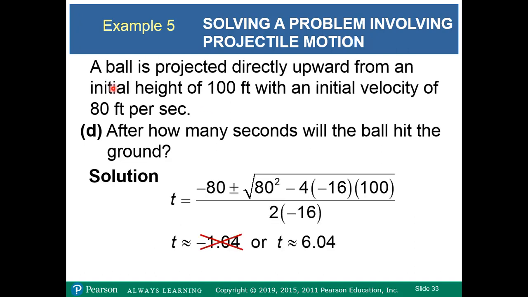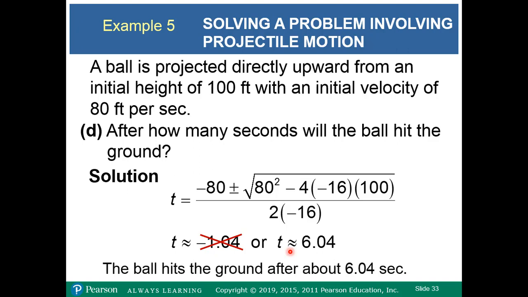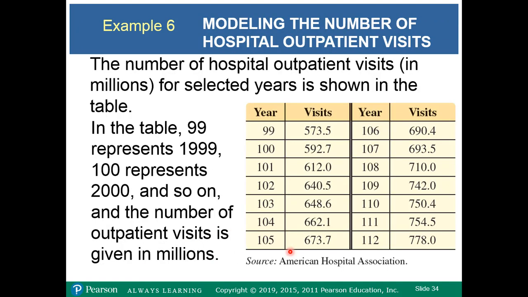Okay. And so, again, why do we mark this up? Well, because we can't have negative time. Okay. Remember, t equals 0 is when it was at 100 feet, and that's where it was launched. And so this number is the correct answer. This is when the ball hit the ground. So it hit the ground after approximately 6.04 seconds.